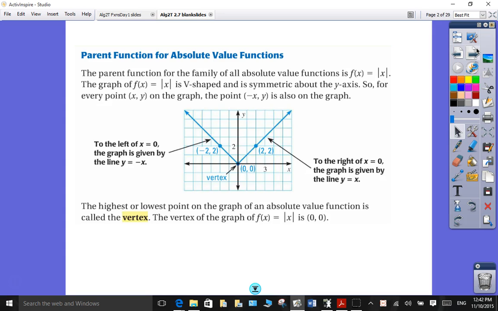But what we're going to be doing in class today is moving this left and right and up and down and flip and stretch and shrink and all kinds of things. So the starting point is the absolute value is a V with the vertex at the origin. The slope on the left is negative 1. The slope on the right is 1.